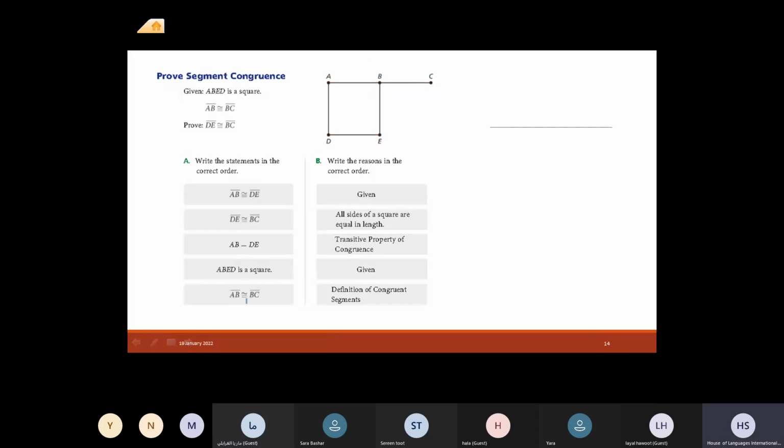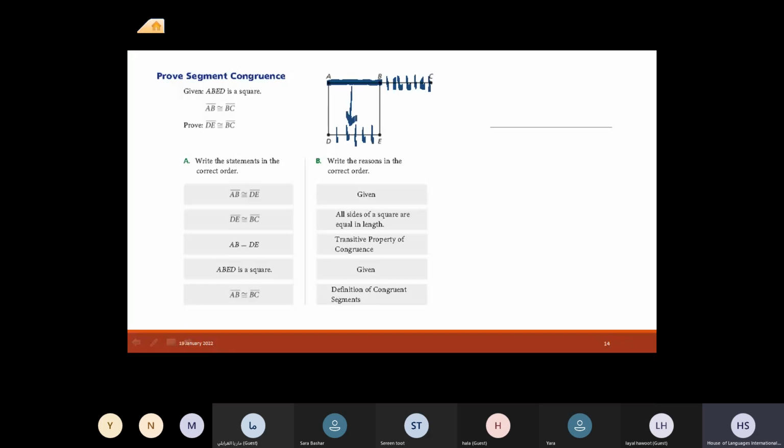Yes, teacher. Now, if we said before that AB is congruent, what did we say? The first one: AB is congruent to BC. Okay, and then you prove that AB is congruent to DE. What do you have? The given is that AB is congruent to BC, and because it's a square, all the sides are equal. So I can say that AB is congruent to DE. When it's congruent, it has the same length.